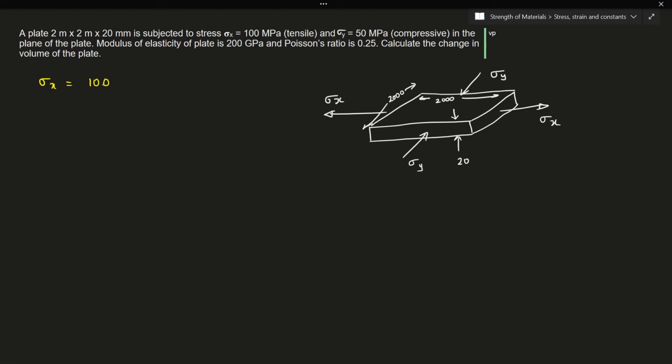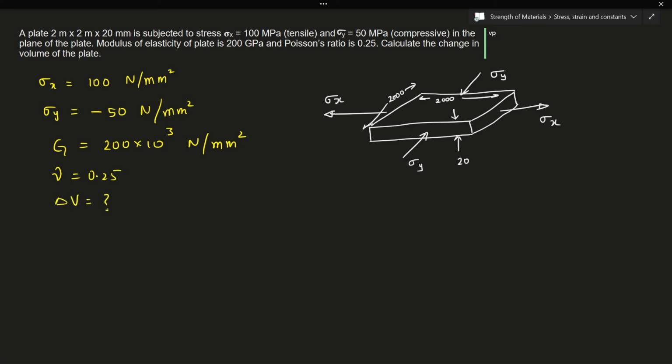So if it is in millimeter square, I'll keep all the dimensions in millimeter square. So sigma x will be 100 Newton per mm square, and sigma y will be equal to, compressive is minus 50 Newton per mm square. In the plane of direction, I have G as 200 into 10 to the power of 3 Newton per mm square. The Poisson's ratio nu is given as 0.25. Calculate the change of volume, so delta V we'll have to calculate.